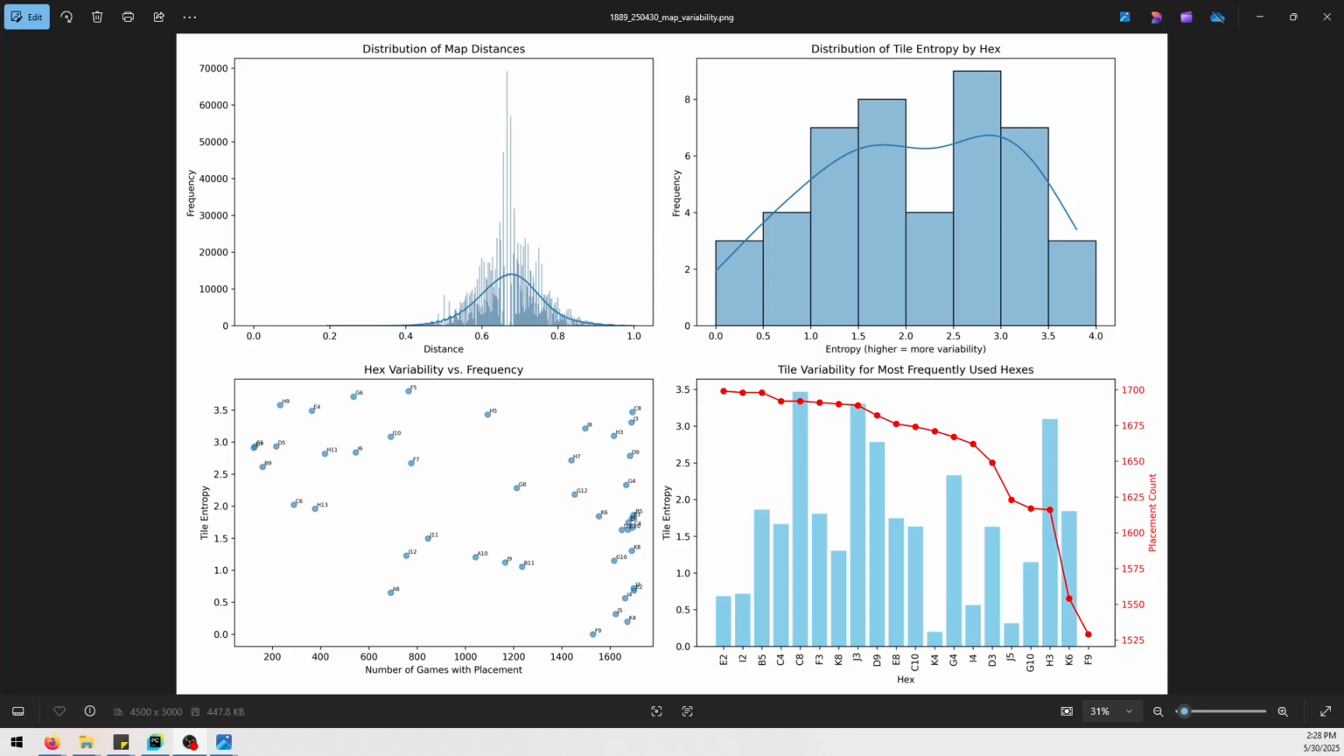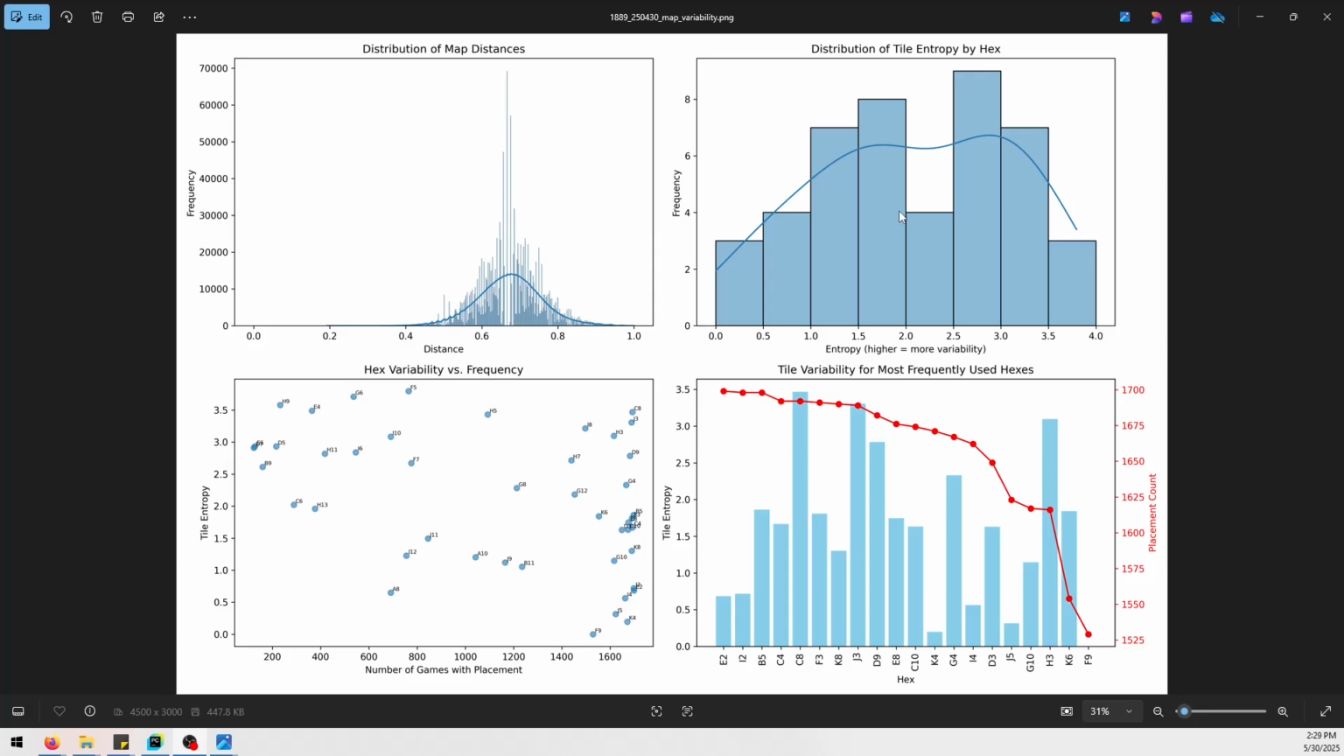So if we look at the breadth of the distribution of this plot, as well as where it's centered, that will give us an idea in comparison to, for instance, 1830, if the game is more similar or dissimilar across this data set. I also looked at how variable the tiles placed on a given hex were, and we're using entropy, which is just a fancy term for variability, to look at that. This is another way we could see if the map on 1889 is any different than 1830.